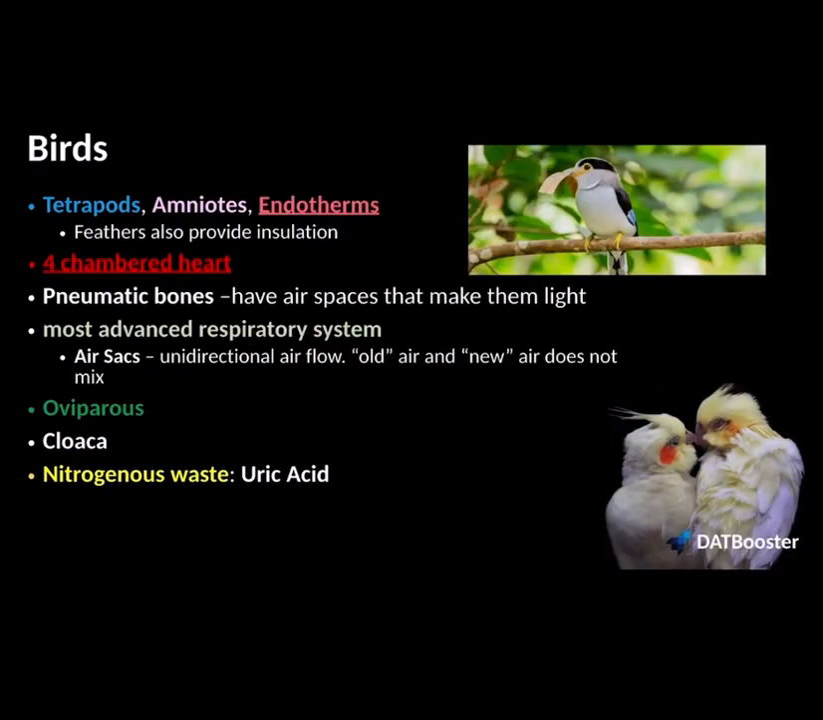Birds are actually really closely related to reptiles, so they have the same type of nitrogenous waste, namely uric acid. All birds are going to be tetrapods as well as amniotes, but unlike reptiles, they are endothermic. They're endotherms. Endotherms do not vary with the external temperature. In fact, they have to rely on metabolism inside their cells to maintain homeostatic temperature in their bodies. On top of this, birds also have feathers which provide insulation to maintain that body temperature. All birds have a 4-chambered heart, just like mammals.